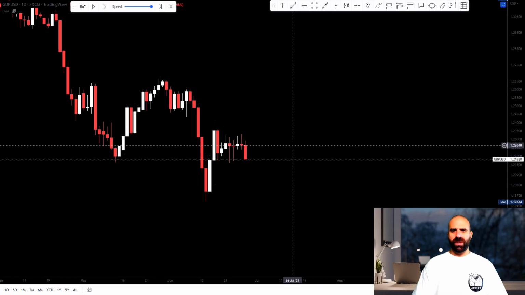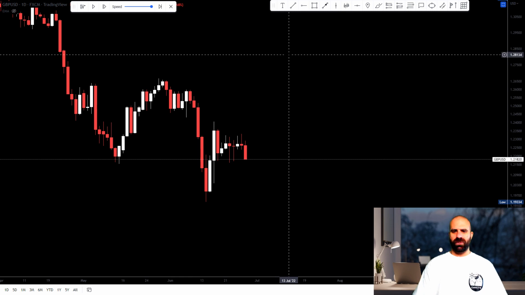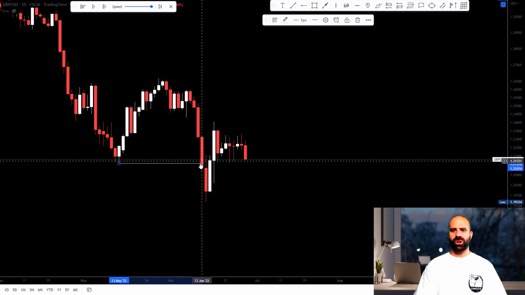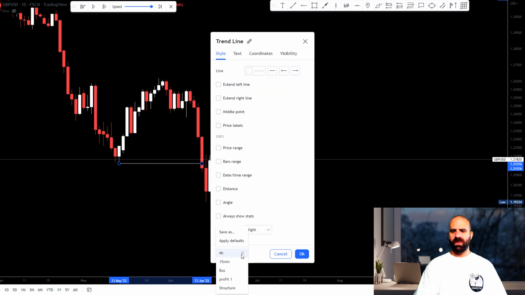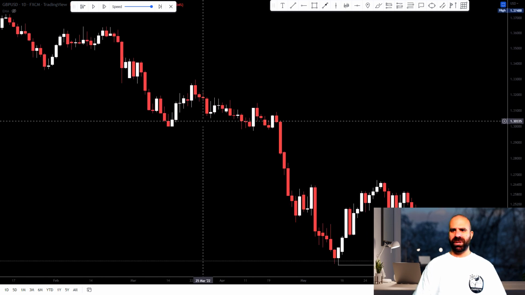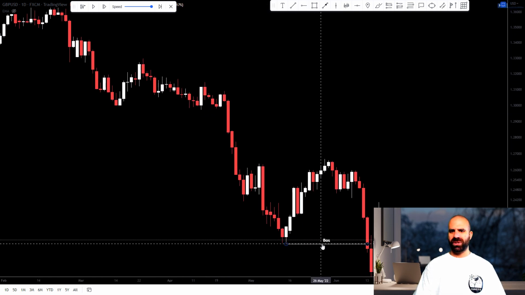And here we are on GBP USD. We are starting from the daily time frame. As you can see, we are breaking structure towards the downside. We are moving in a huge downtrend. We have a break of structure right here. We have breaks of structure above here. Everywhere there is a break of structure.